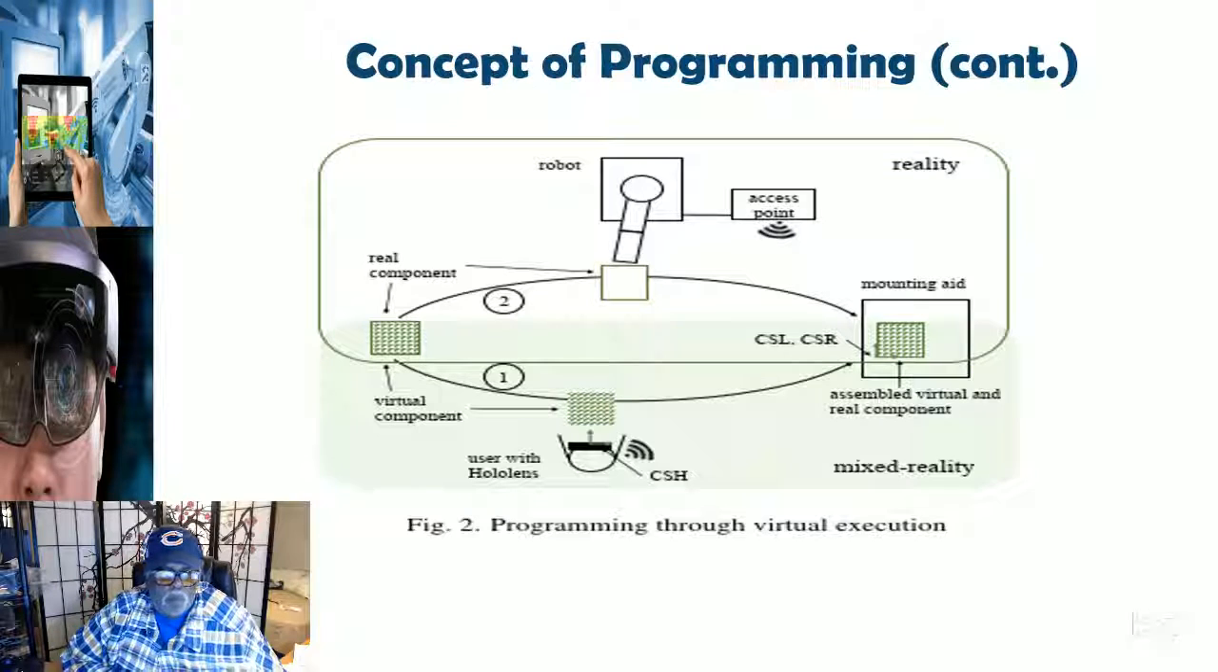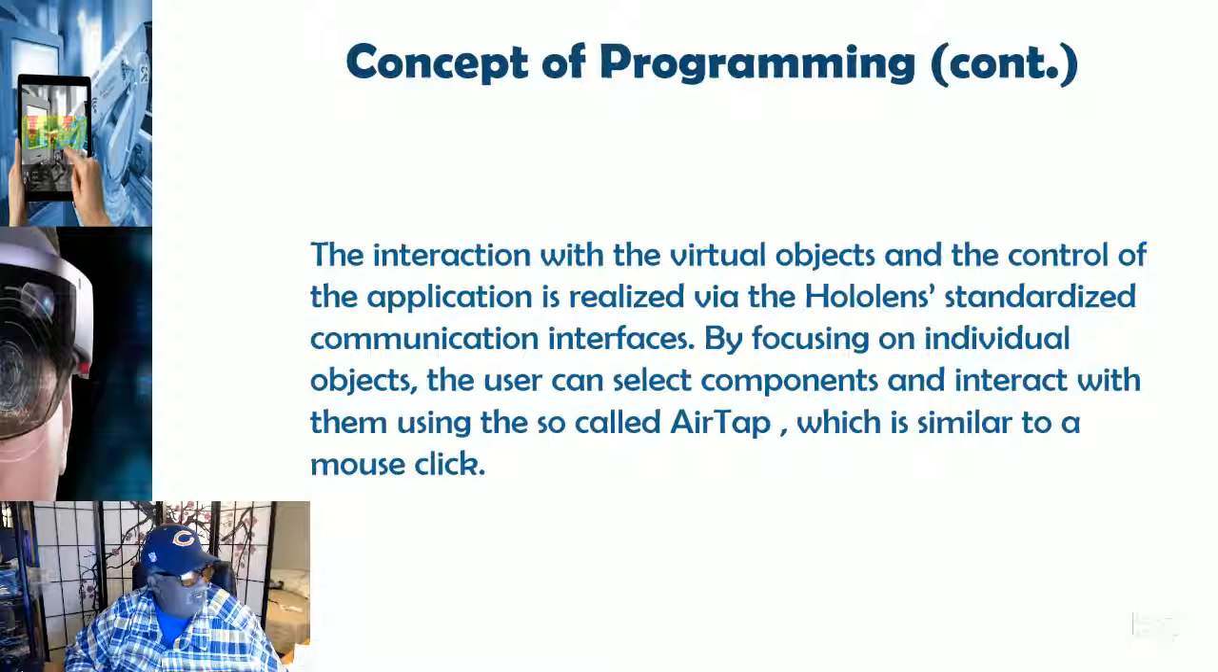Here's a concept of the programming in a drawing of an execution, where you see a CSH system at the bottom. On the left side are the real and virtual components. The arm receives a command based on the virtual components, and it performs the action on the right side. The interaction with the virtual objects and the control of the application is realized via the HoloLens standardized communications interface. By focusing on individual objects, a user can select components and interact with them using a so-called air tap, which is the same as a mouse click.